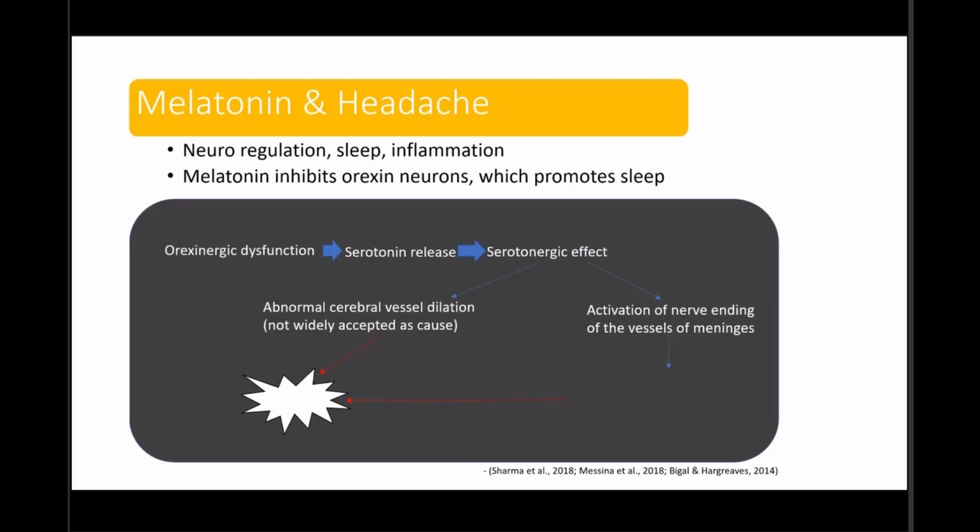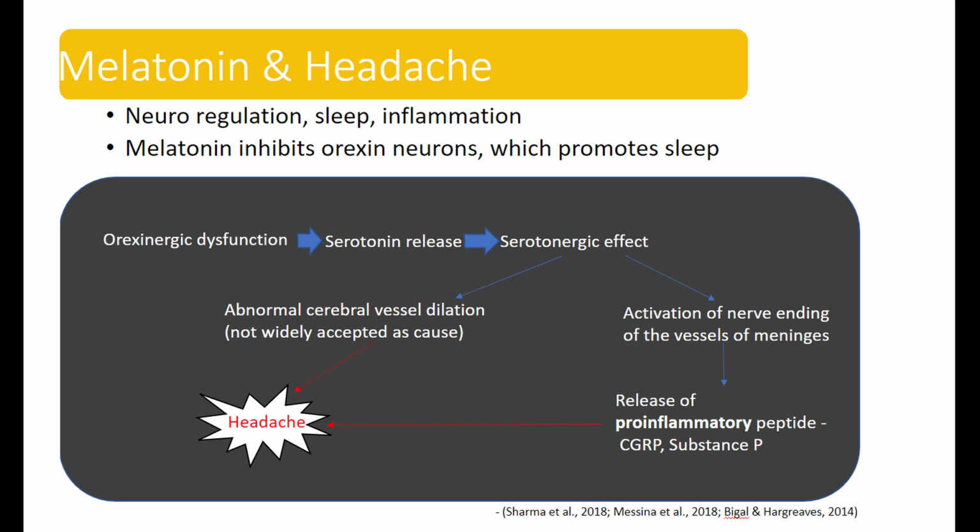So melatonin is used as kind of a neuroregulator. Melatonin inhibits something called orexin. So sometimes if orexin is left to go and melatonin is not there to check or inhibit it, we can get this orexinogenic dysfunction. And that leads to serotonin release, and then we get a serotonergic effect.